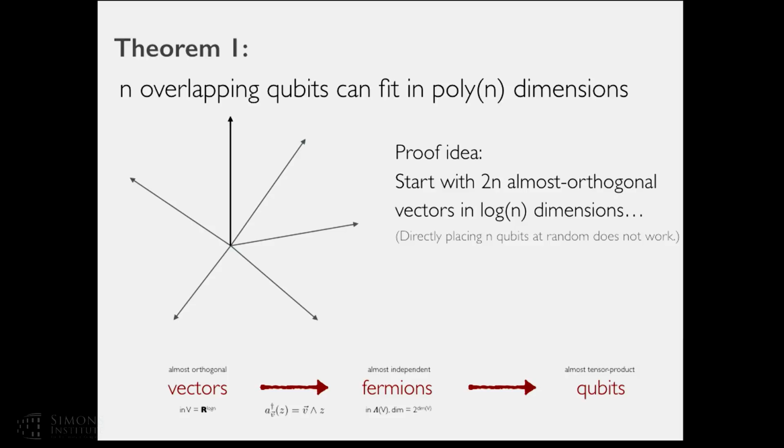Here's the idea of the proof. You can't just throw the qubits down at random. That won't work, but it's not much more complicated than that. What you do is start with Johnson-Lindenstrauss. You throw n vectors down at random into a log n dimensional space, and these vectors will end up being nearly orthogonal to each other. From the vectors, you can convert those into fermions acting on the exterior algebra, which gives you an exponential blowup in the dimension. And from each pair of fermions, you can get a qubit. It's sort of a mechanical algebraic construction. It's not so bad. Thanks.